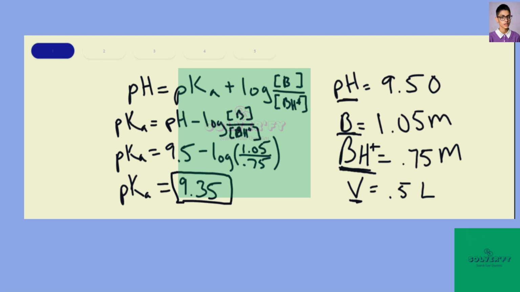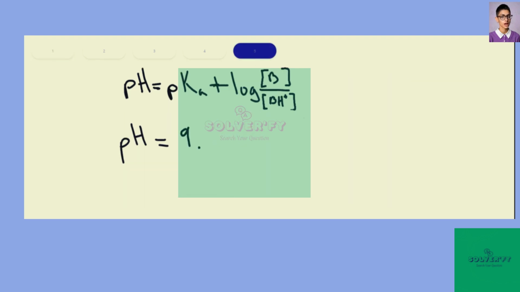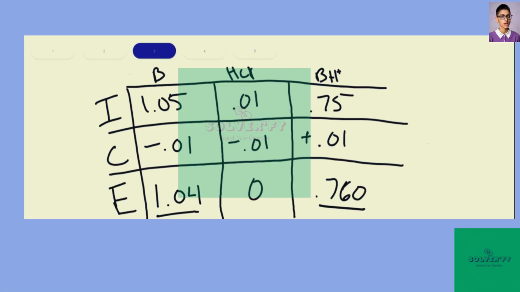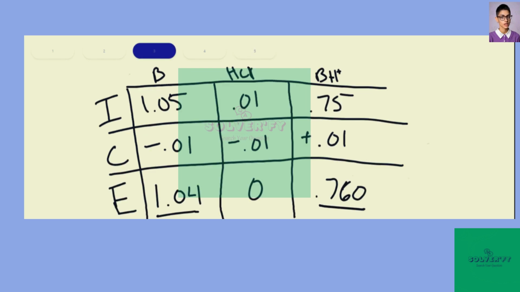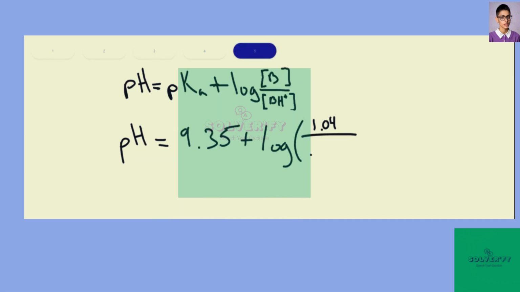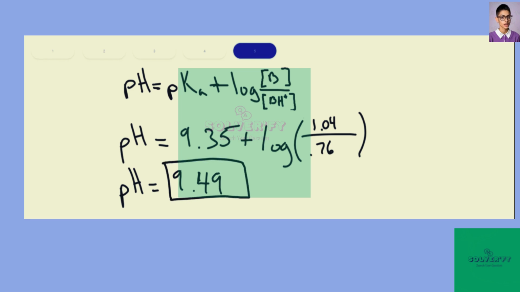So remember back here, the pKa is 9.35. So we'll put that in. And then we'll add the log of this concentration is 1.04. Okay, and that's the base, so it goes on top. And this concentration is 0.76. That's the acid, so it goes on bottom. And we just plug it into our calculator again. We find that the pH is equal to 9.49, which is not a big difference from 9.5.